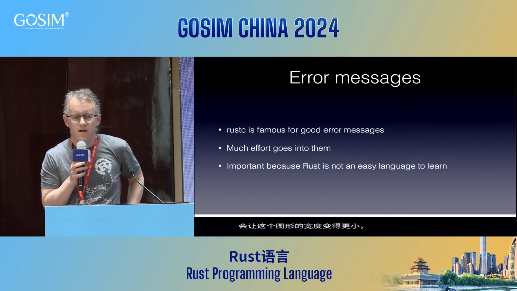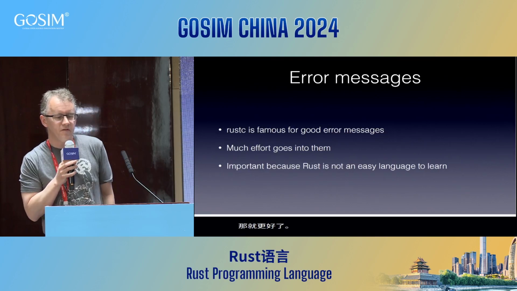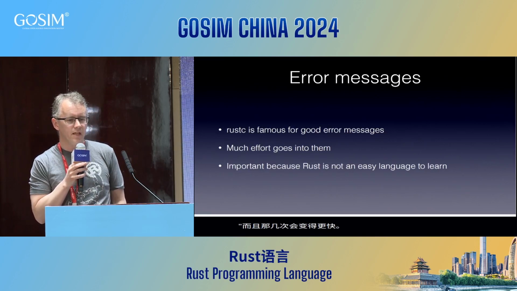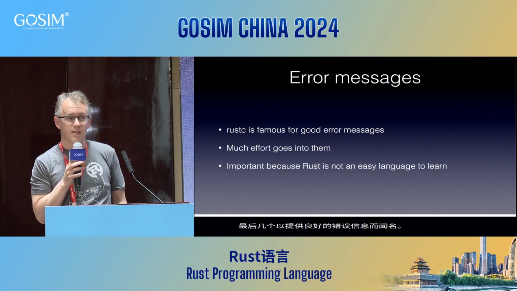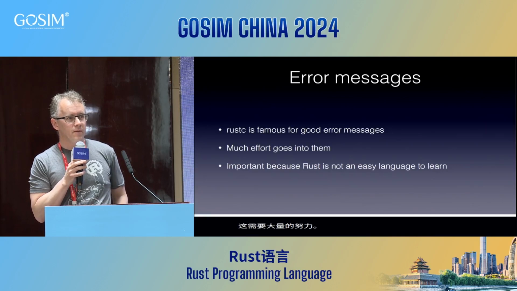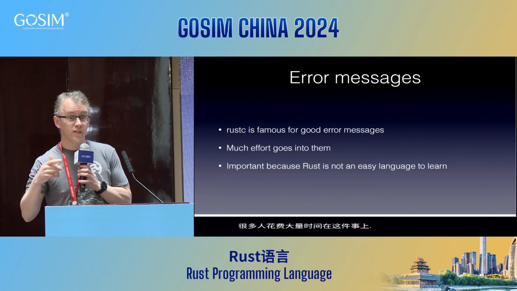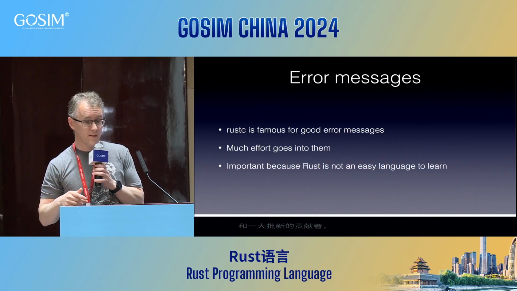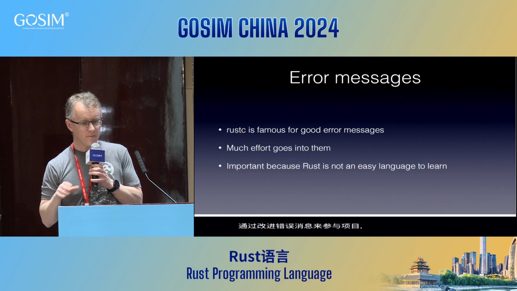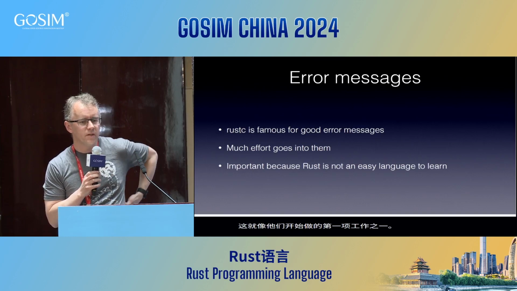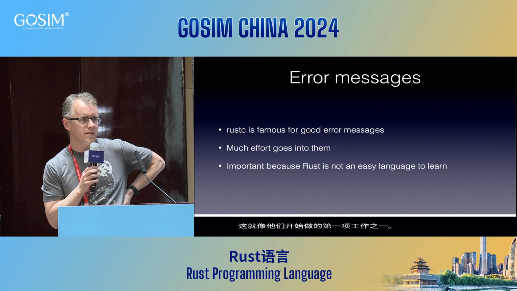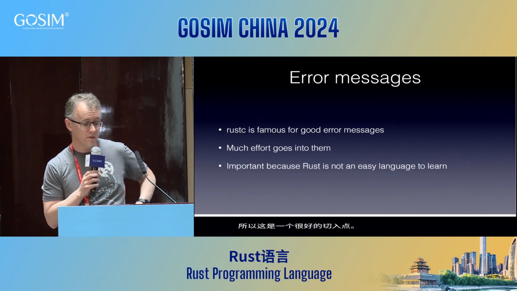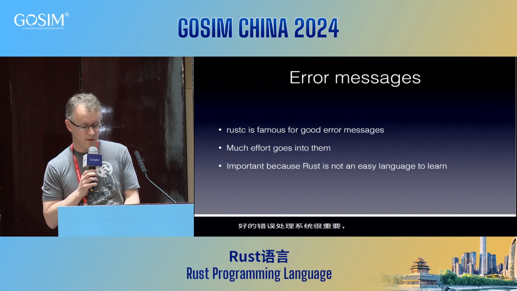Another topic of interest is error messages. The Rust compiler is famous for having good error messages. A lot of effort goes into this. A lot of people spend a lot of time on this, and a lot of new contributors get into the project by improving error messages, which is some of the first work that they do. So this is a good entry point. And good error messages are important because Rust is not an easy language to learn. If you have good error messages, that can be a really valuable way of teaching people.